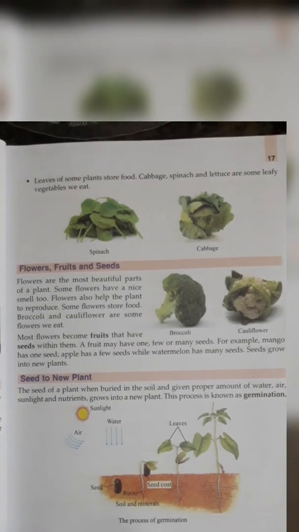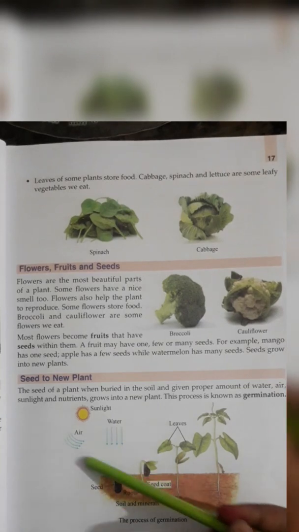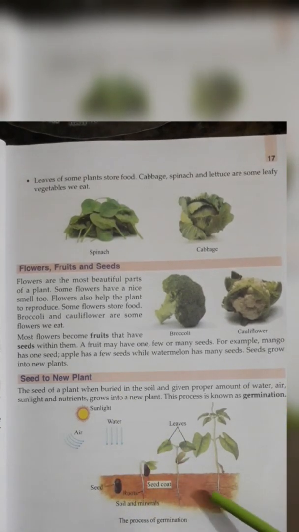So any seed which we sow into the soil, and give an accurate amount of water, sunlight, air and nutrients, grows into a new plant, and this process is known as germination. Now see, the seed is sowed, seed coat, roots, then the leaves come out, it gets proper water, air and sunlight, and then it grows into a new plant.